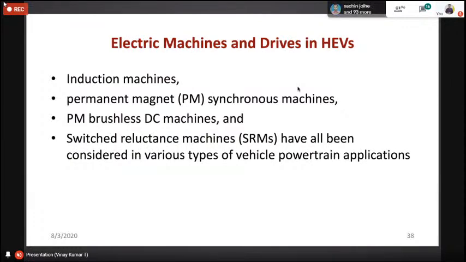Come to electrical machines and drives in hybrid vehicles: induction machine, permanent magnet synchronous machine, brushless DC machine, SRM. These machines are generally used for electric vehicles and hybrid electric vehicles.